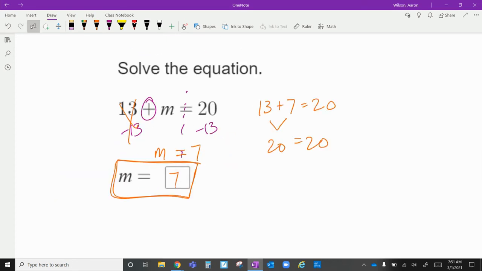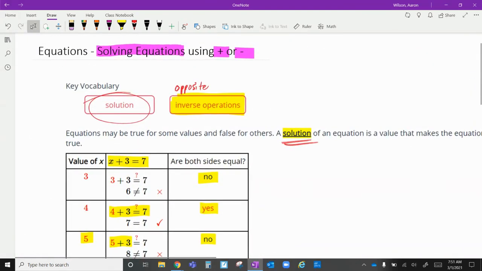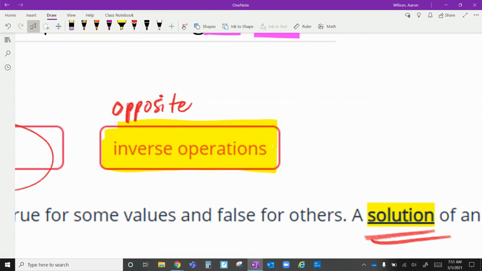So the key to all of this is to remember to always use that inverse operation. If you see adding inside the equation, to solve it you must subtract, and vice versa. If you see the subtraction sign inside an equation, you will be using addition.